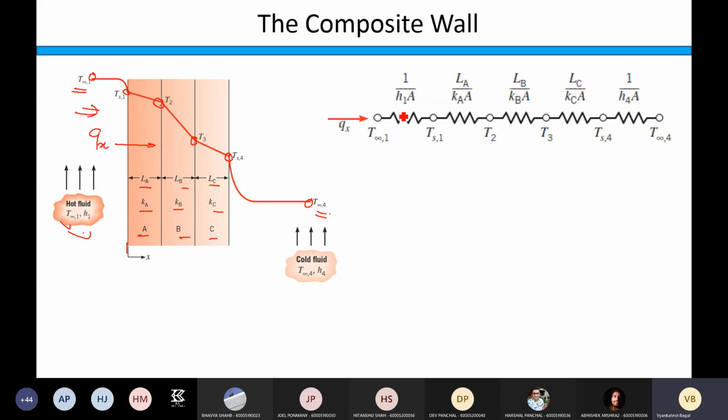On this side you have the convective resistance, so call this R convective 1. Then you have the thermal resistance of this slab. So this is R conduction 1, the conduction resistance of the slab, or part 1 of the slab.